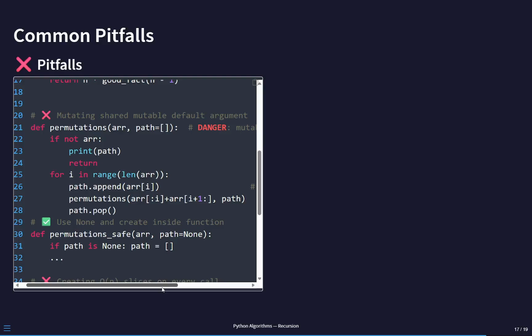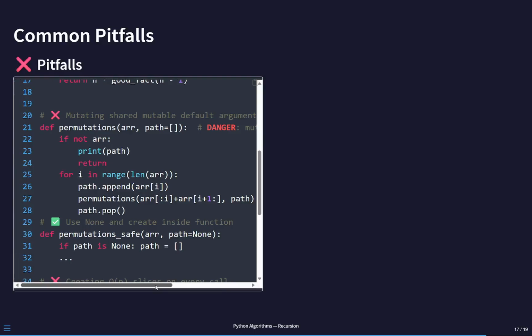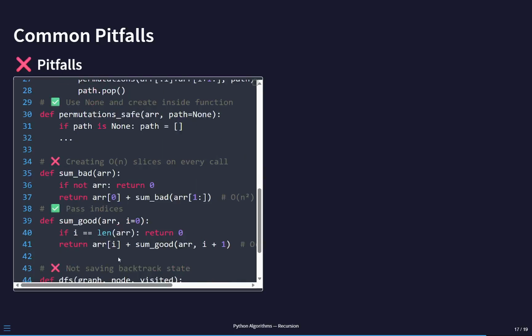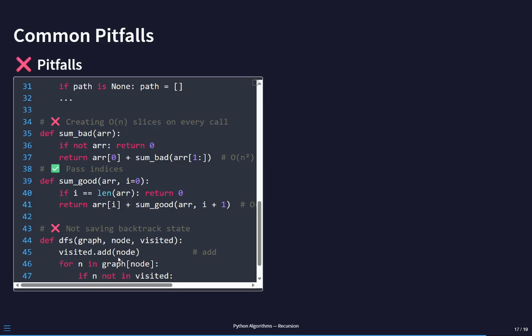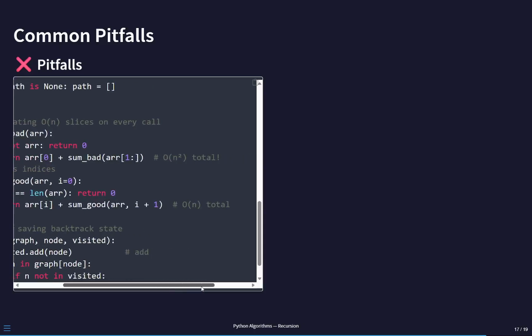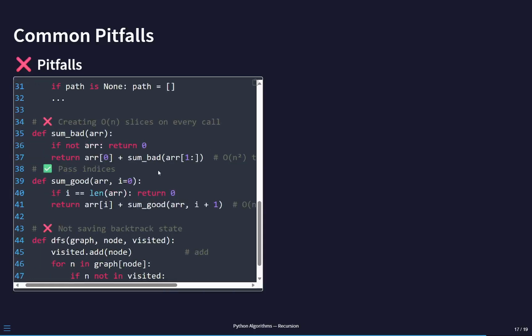Subsequent calls find path already containing leftover data from the previous call. Always use path equals None, and assign inside the function: if path is None, path equals an empty list. Sum_bad creates a slice on every call, each call an O(n) operation, so the total is O(n squared).